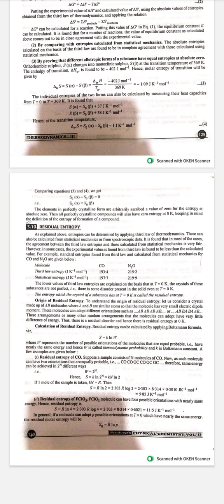And then the calculation of residual entropy. S is equal to k ln W. W represents the number of possible orientations of the molecules that have the same energy, and W is a thermodynamic property, and k is the Boltzmann constant.